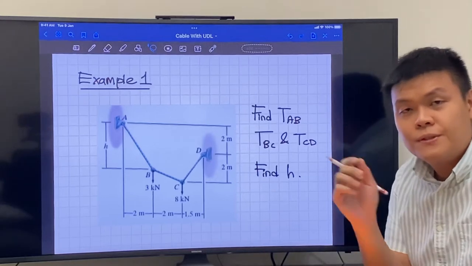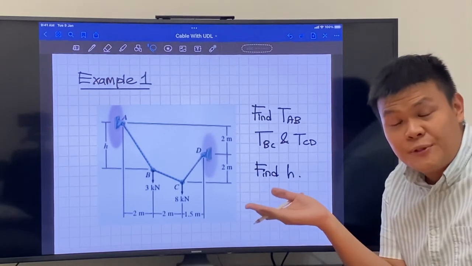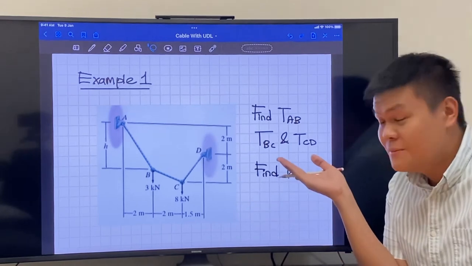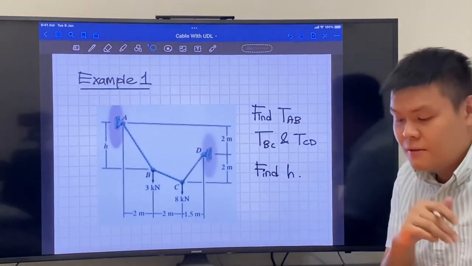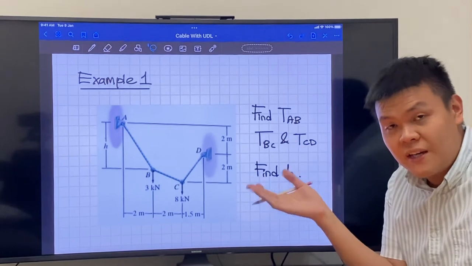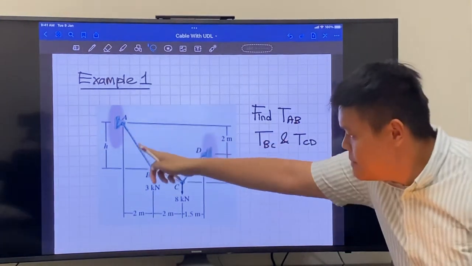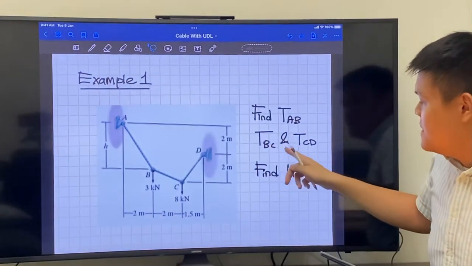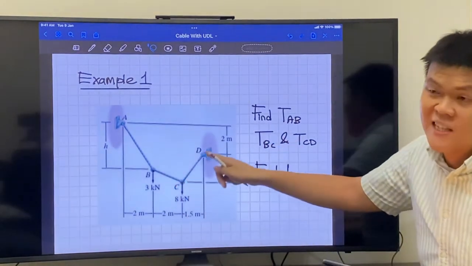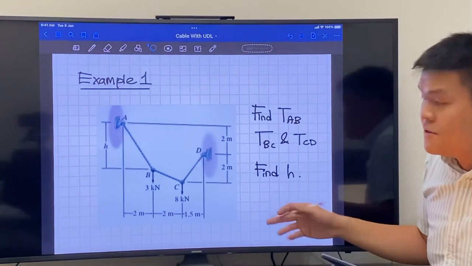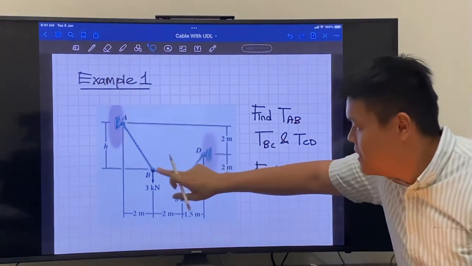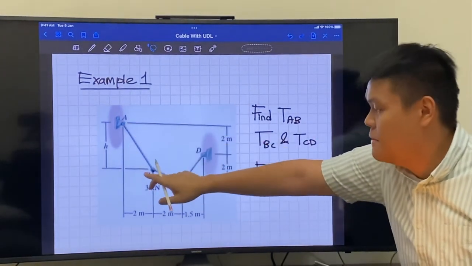Hi everyone, so I promised I'd give you an explanation of example 1. So here it is, example 1. We want to find T, the tension in AB, which is this part, the tension in BC, this part, and the tension in CD. Then we want to find H, which is the horizontal distance of B from A.